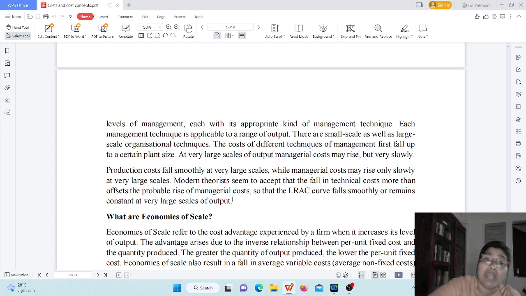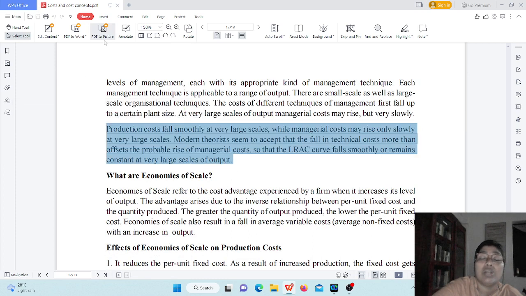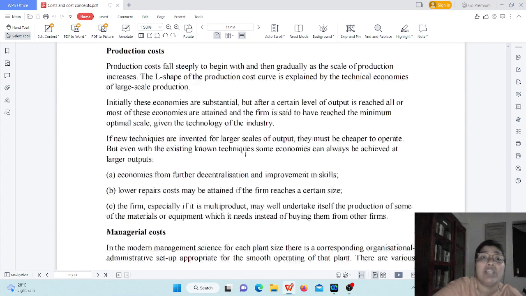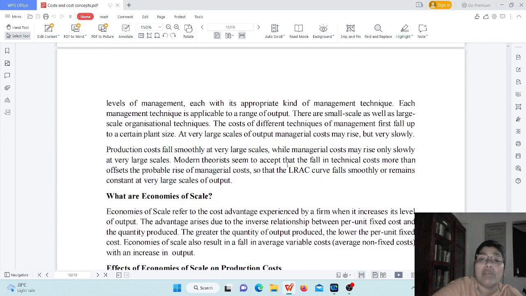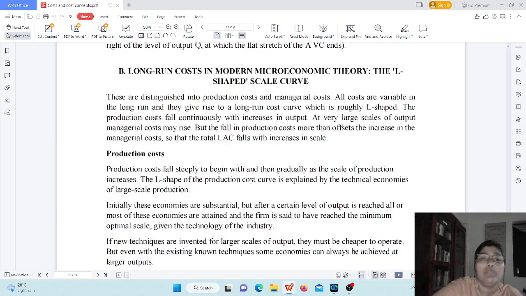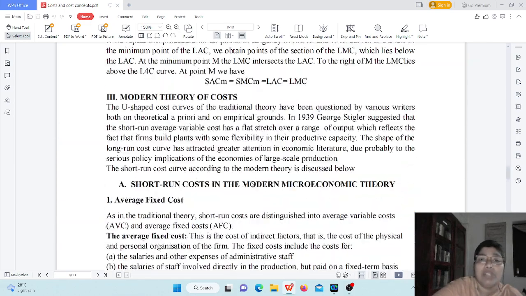The question may be asked: explain the modern theory of cost. That is a short essay, and it can also be asked as a long essay. So you have to write the long run average cost curve and the short run average cost curves we have discussed, and then the production cost and managerial cost, which make the long run average cost curve L-shaped. So that's how the cost curve discussion is finished.